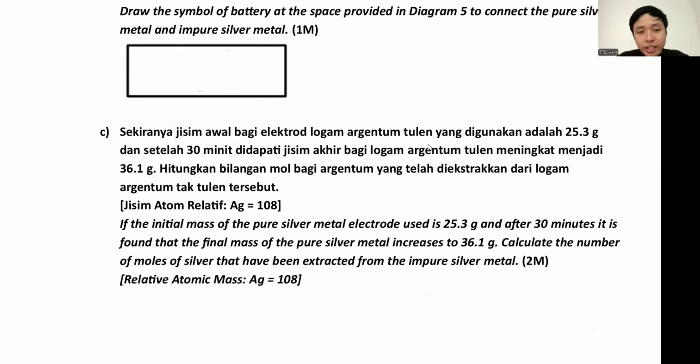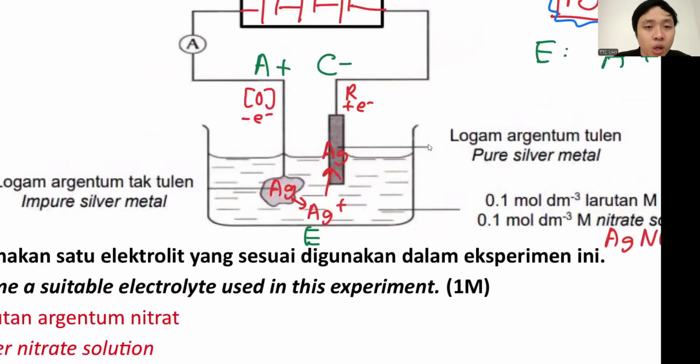C. If the initial mass of the pure silver metal electrode used is 25.3 gram, and after 30 minutes, the final mass of the pure silver metal increases to 36.1 gram. You know what is happening, right? What is the observation? The observation is, of course, the impure silver metal will dissolve into the solution and become thinner. And the cathode becomes thicker.